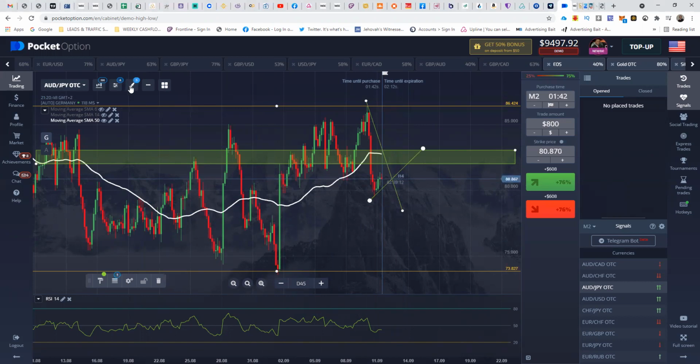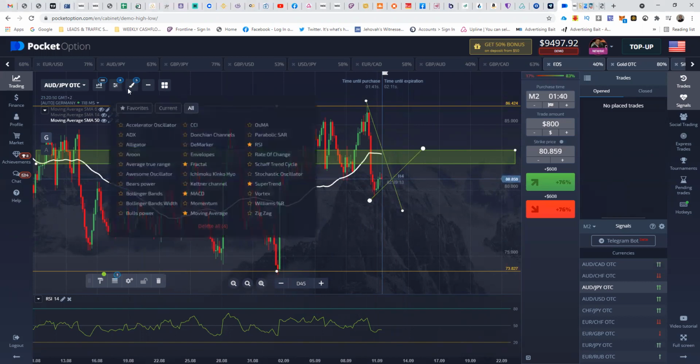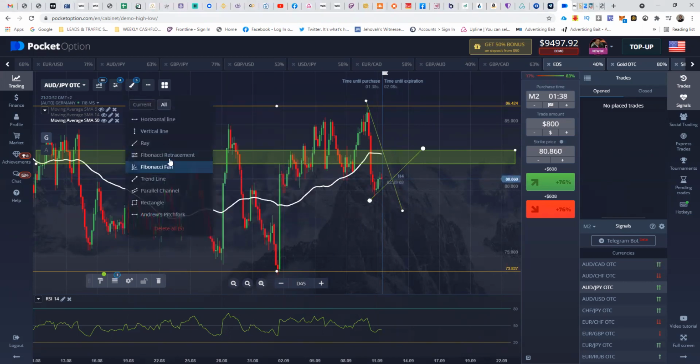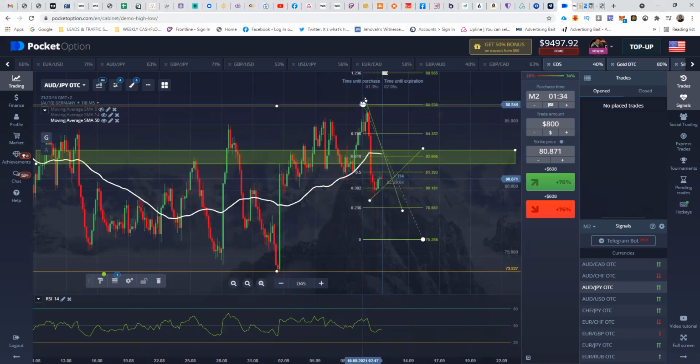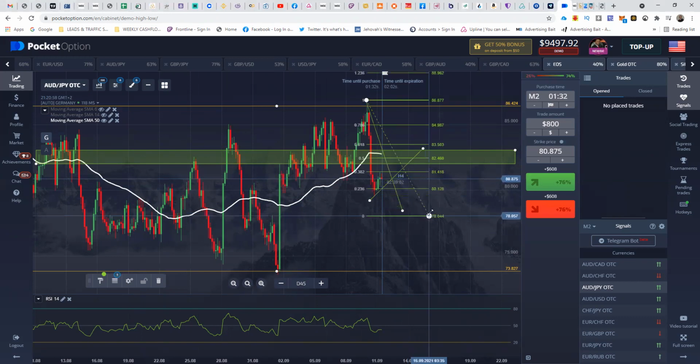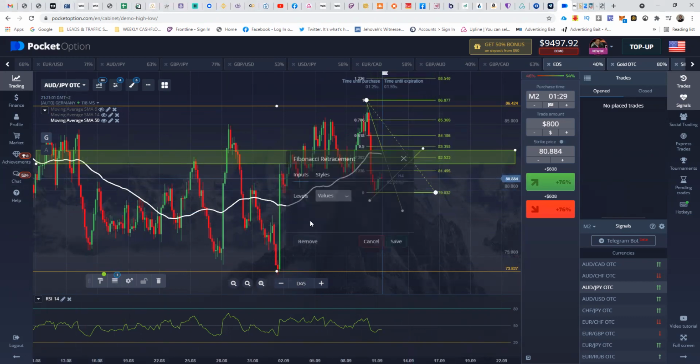So now I'm going to take the Fibonacci and see if I can identify any pullbacks, medium or small pullbacks. I'm going to take this Fibonacci and go to this most recent high and all the way to this most recent low here. And then what I'm going to do is just change the levels to percents. So we see that 61.80 and 50% here.